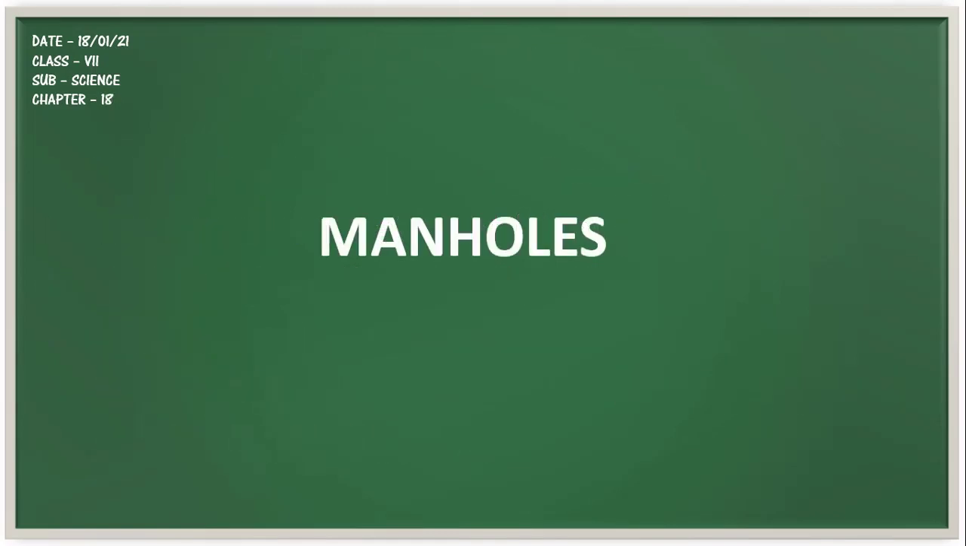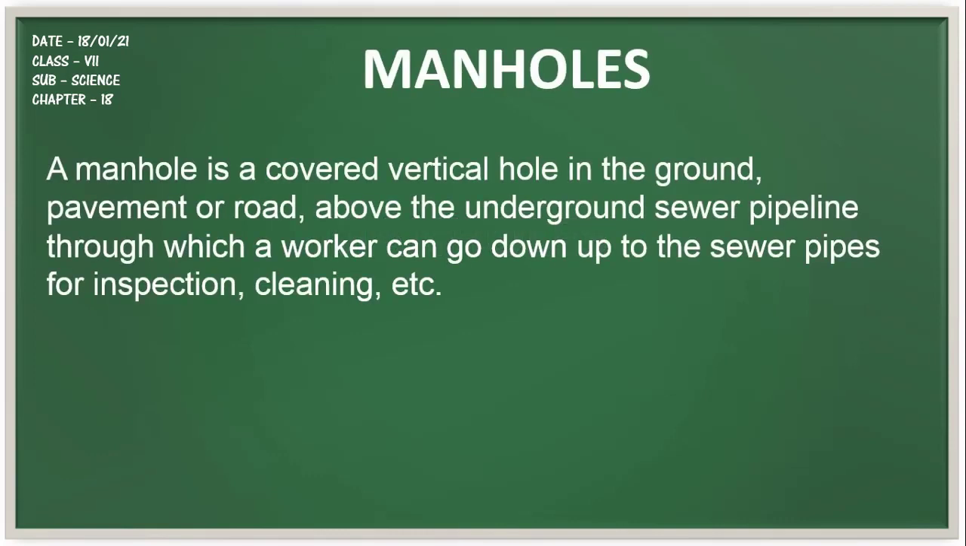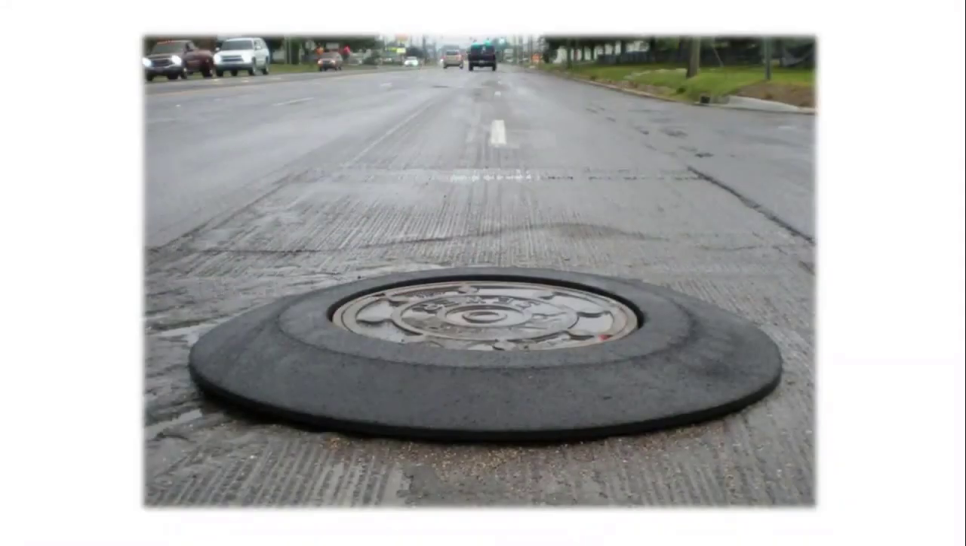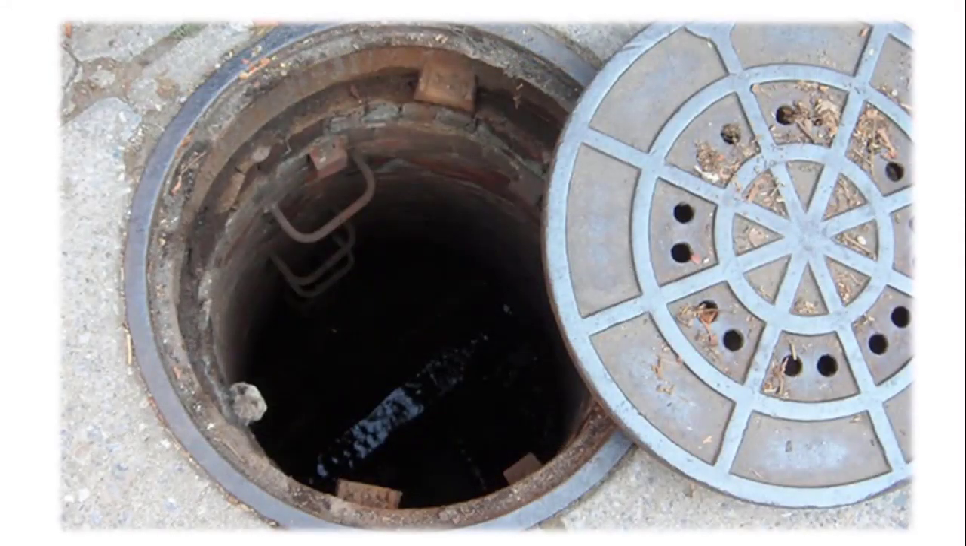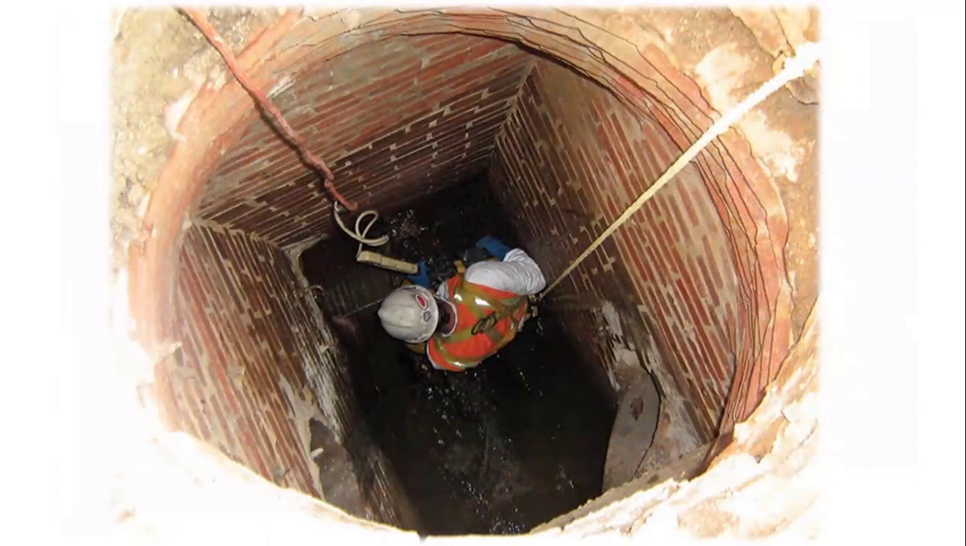Manholes. A manhole is a covered vertical hole in the ground, pavement, or road above the underground sewer pipeline through which a worker can go down up to the sewer pipes for inspection, cleaning, etc. Manholes are provided at every 50 to 60-meter distance in the main sewer pipeline. Manholes are also provided at the junction of two or more sewers and at points where there is a change in the direction of the sewer line.